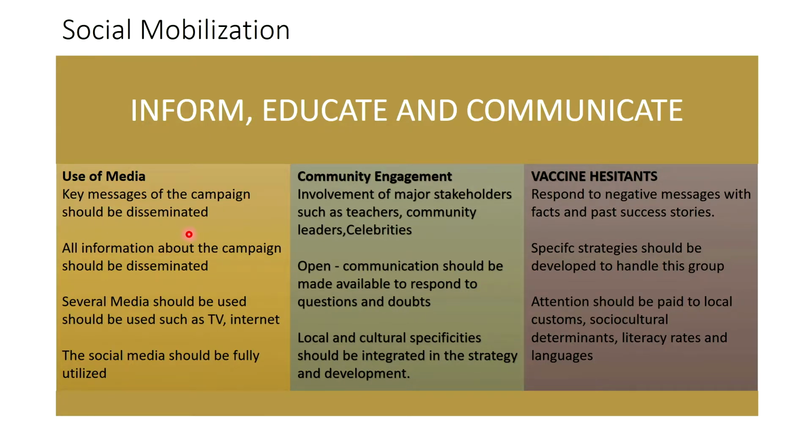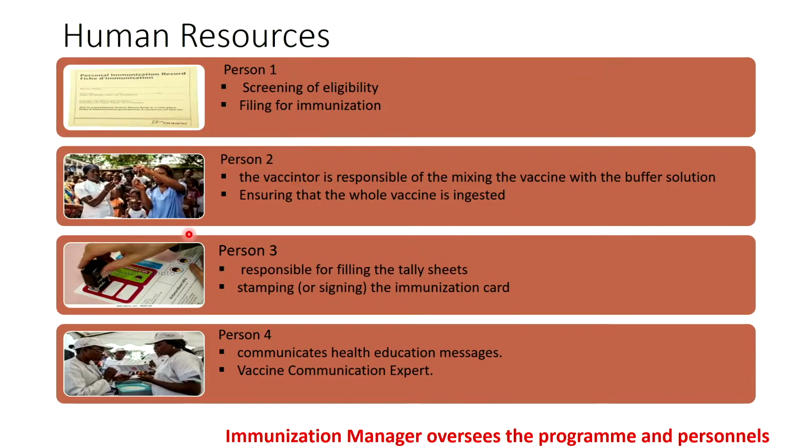Pay attention to local customs, sociocultural determinants, literacy rates, and language. Learn the target population well. Human resources is one of the key areas and key drivers of the program, from screening nurses to program management. In one immunization post, up to 4 personnel can be deployed, but it also depends on the population density.